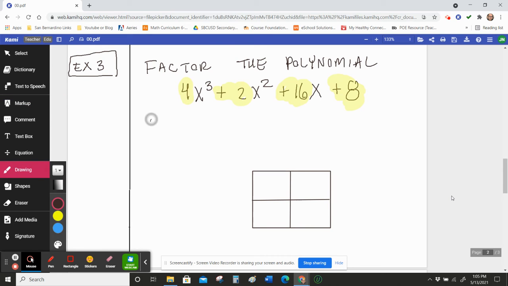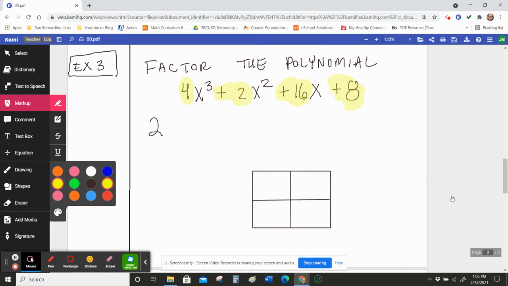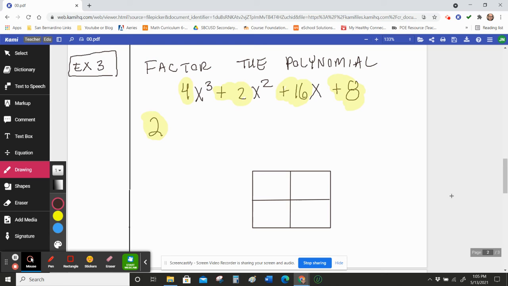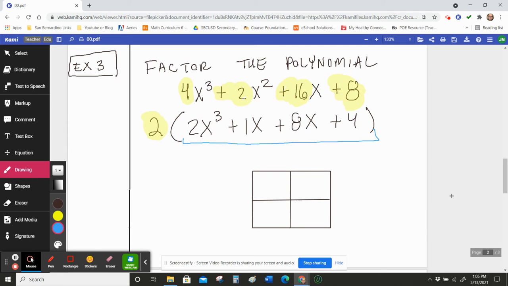So that 2 is going to go on the outside, which we call the greatest common factor. And then on the inside, I'm going to have whatever's left. So I'm going to get 2x to the power of 3 plus 1x, and then here I'm going to get plus 8x plus 4. So I'm basically doing the distributive property backwards to be able to take out that greatest common factor. Okay, notice that the inside here cannot be factored out anymore. So there's nothing else that I can take out of any of the terms. So I'm pretty much done. I took out my greatest common factor.